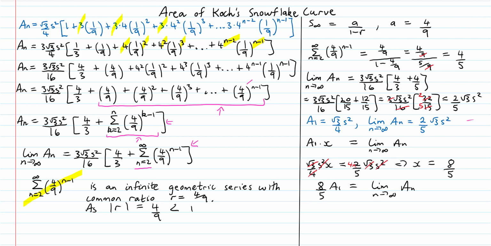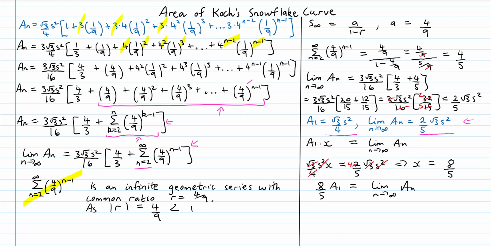We can just note at this step here, we could have just multiplied this a1 term by 8 over 5 and shown that it was equal to this 2 over 5 times square root of 3 times s squared. But we went through it a bit more thoroughly just to show that even if we didn't know that it was 8 over 5 times a1 that was equal to the limit as n goes to infinity of an, it was fairly straightforward to work out that that number was in fact 8 over 5.